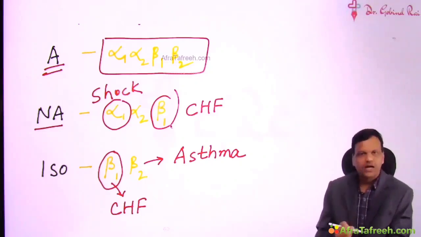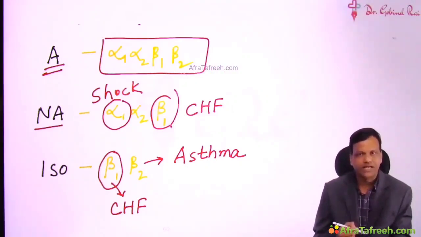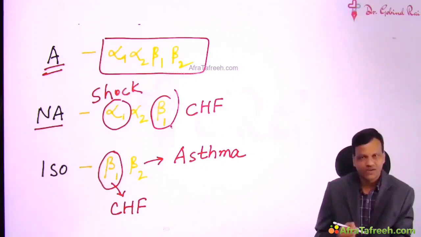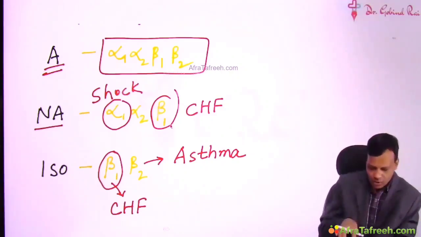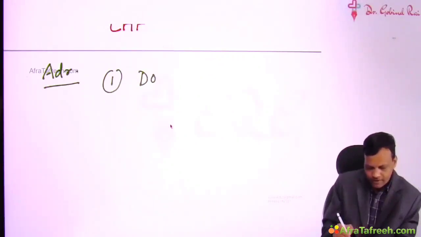But practically, adrenaline has very few uses. The reason is adrenaline is very toxic. A slight overdose can cause arrhythmia and the person can die. So adrenaline has specific uses only, and the important uses of adrenaline to remember: adrenaline is the drug of choice for anaphylactic shock.